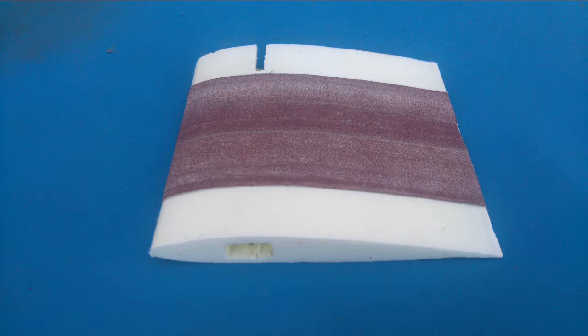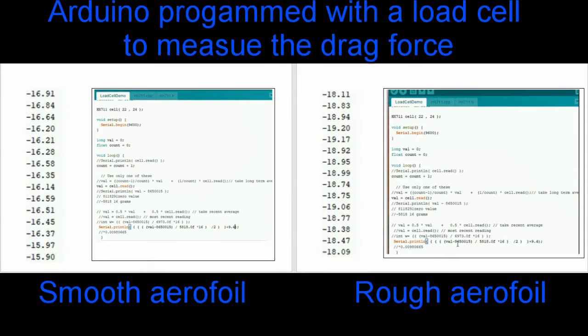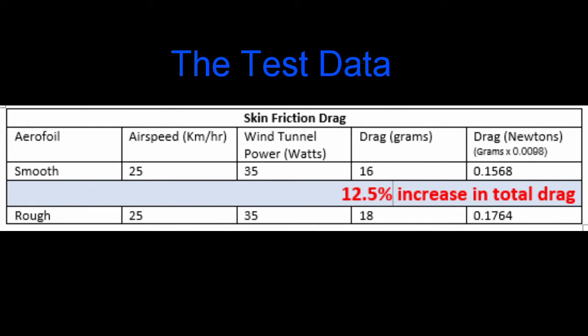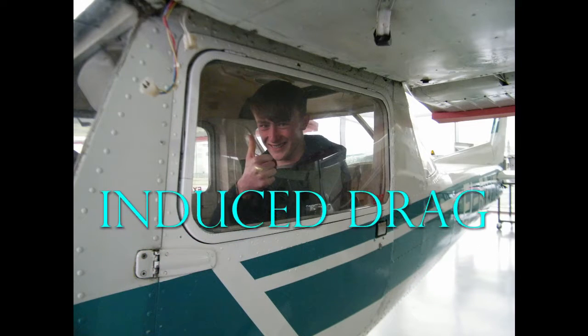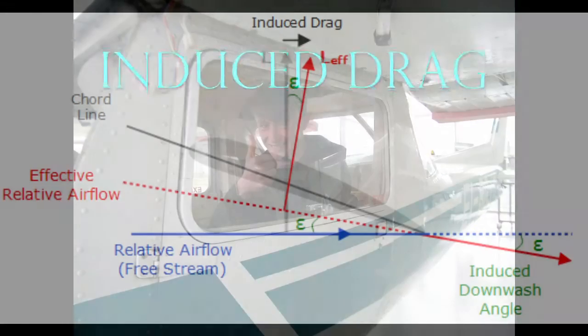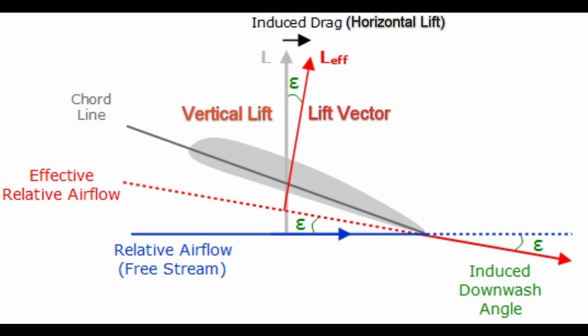We ran 2 tests in our wind hull. The test results show a 12.5% increase in total drag on the airfoil, with the rough surface demonstrating the significance of this force. Induced drag is any drag that occurs because of the generation of lift. The air in which the airfoil is moving into is called the free stream. The airfoil directs this free stream downwards to generate lift. This is called downwash. Lift acts perpendicular to downwash.